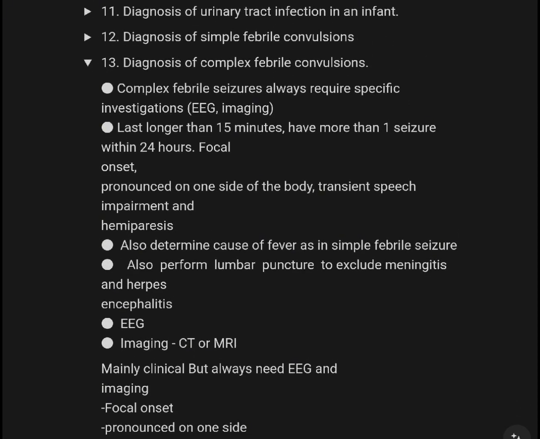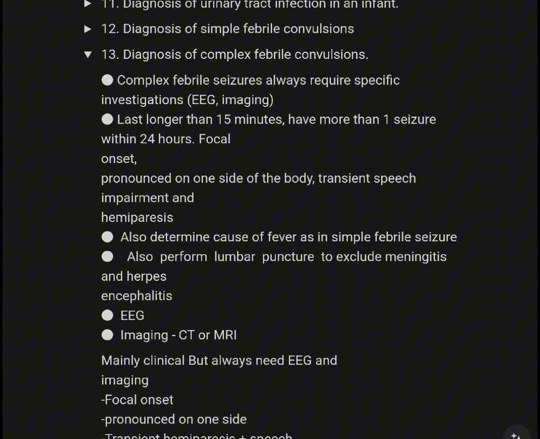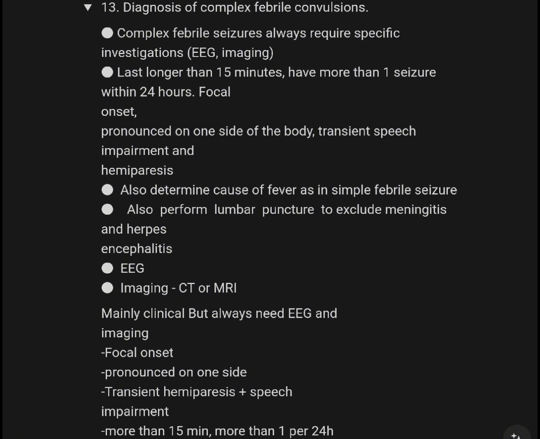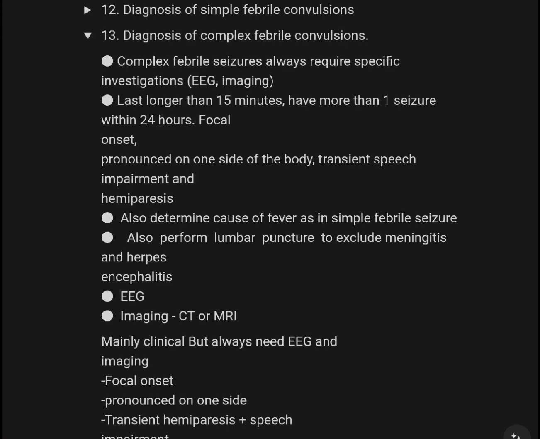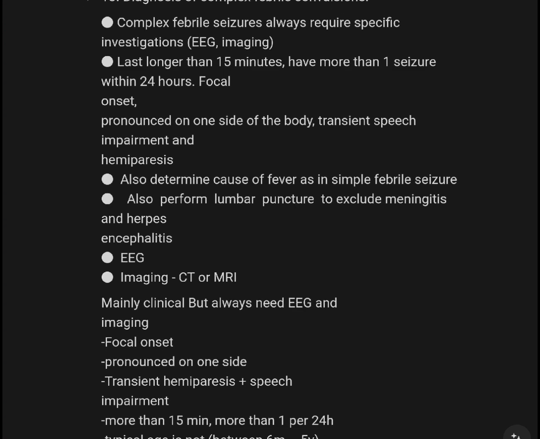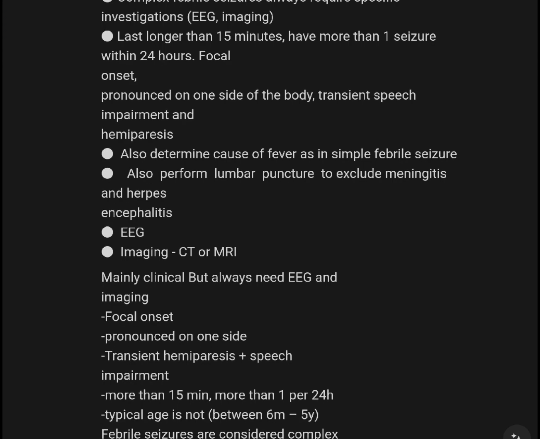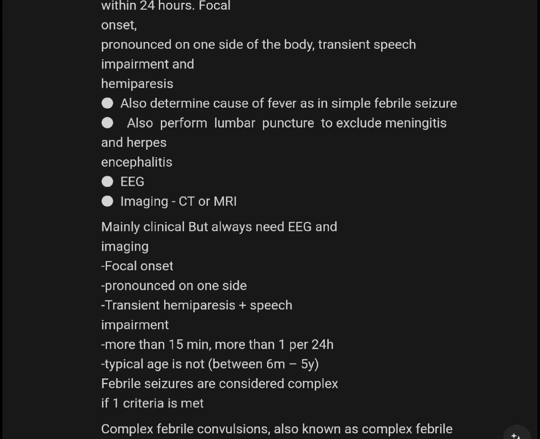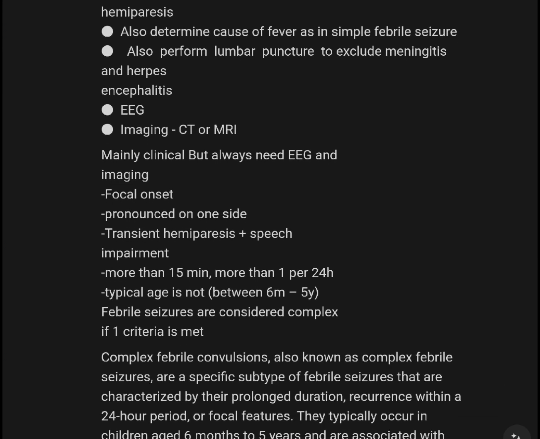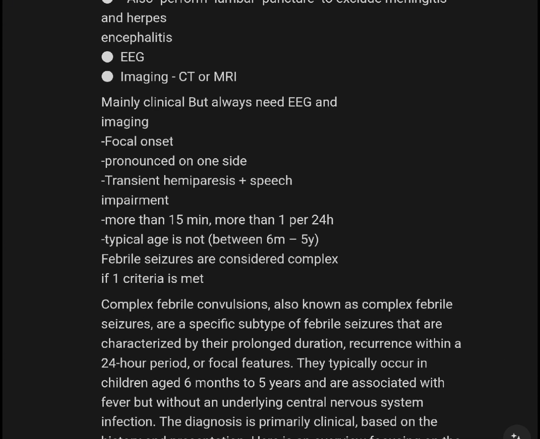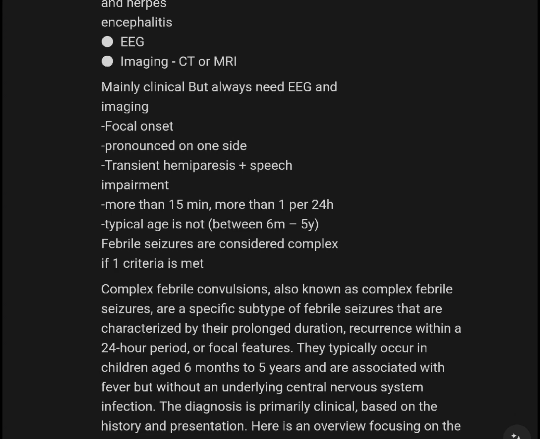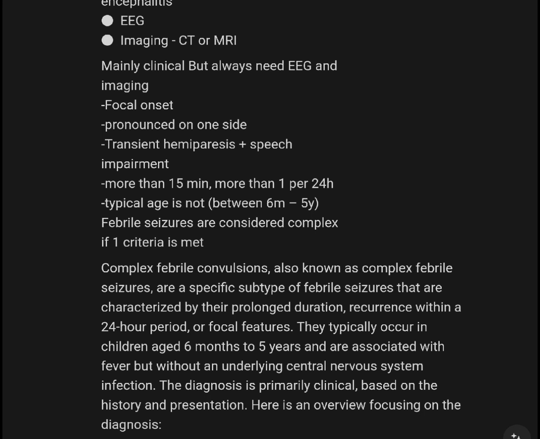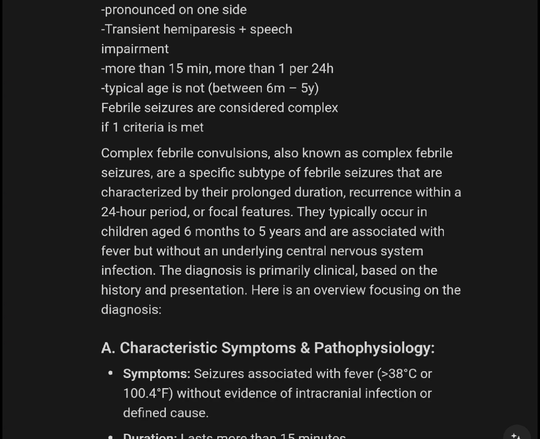Diagnosis of complex febrile convulsions. Complex febrile seizure always requires specific investigation, e.g. imaging. They last longer than 15 minutes, have more than one seizure within 24 hours, or focal onset pronounced on one side of the body, transient speech impairment, and hemiparesis. Determine the cause of fever, as in a simple febrile seizure. Perform lumbar puncture to exclude meningitis and herpes encephalitis, EEG, imaging, CT or MRI. Always need EEG and imaging for cases pronounced on one side, transient hemiparesis, speech impairment, more than 15 minutes, more than 1 per 24 hours. Typical age is between 6 months to 5 years. Febrile seizures are considered complex if one criterion is met.